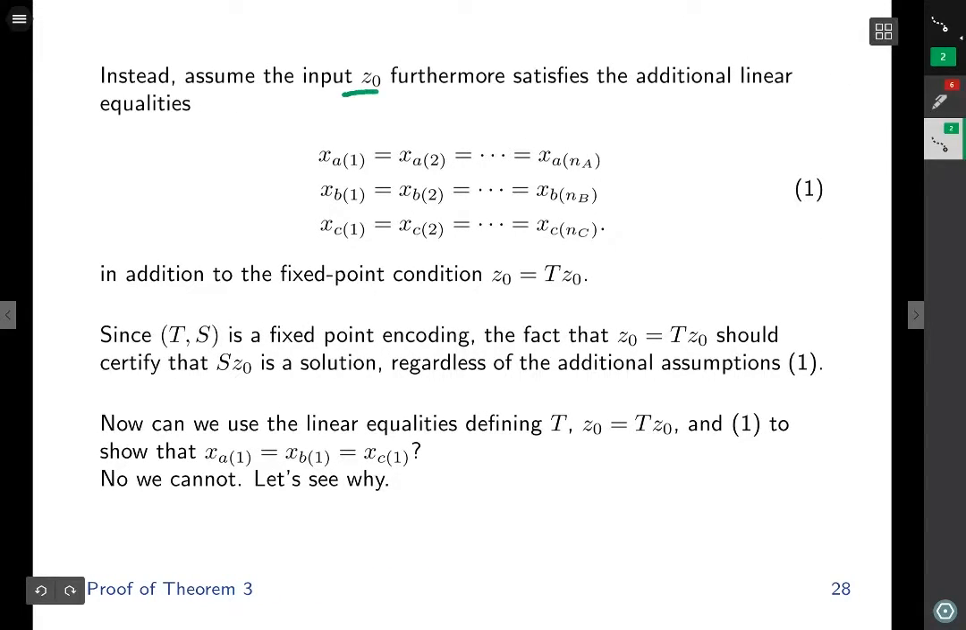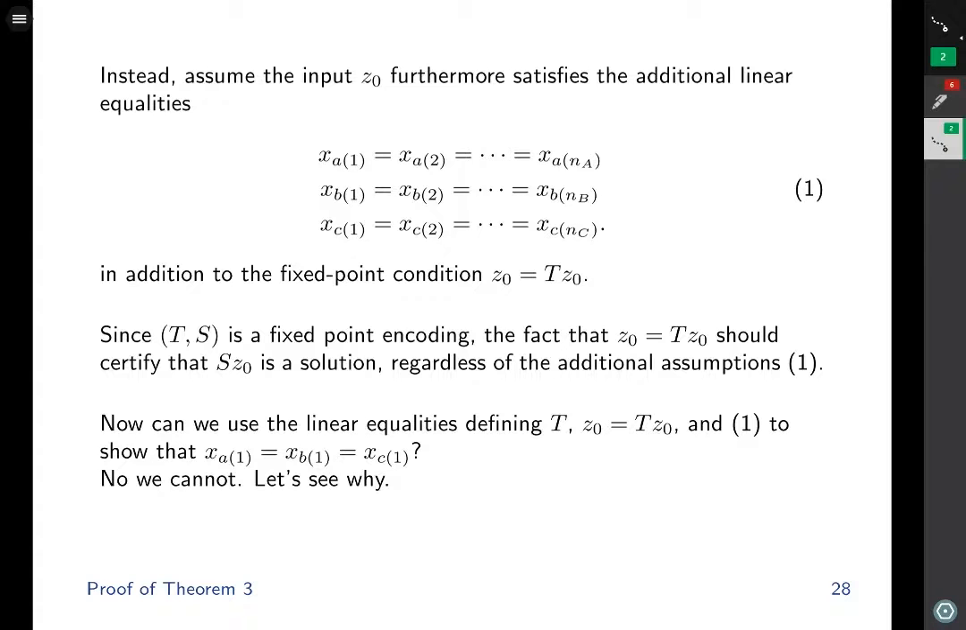Instead, we assume that the input z0 furthermore satisfies these additional linear equalities, in addition to the fixed point condition z0 equals tz0. Since t, s is a fixed point encoding, the fact that z0 is a fixed point should certify that the output of the solution mapping is a solution, regardless of these additional assumptions. Now can we use the linear equalities defining t, the fixed point condition, and these additional linear equalities to show that xa1 is equal to xb1 is equal to xc1? In other words, can we use these linear equalities to establish that operators a, b, and c are evaluated at the same point? The answer is that no, we cannot.